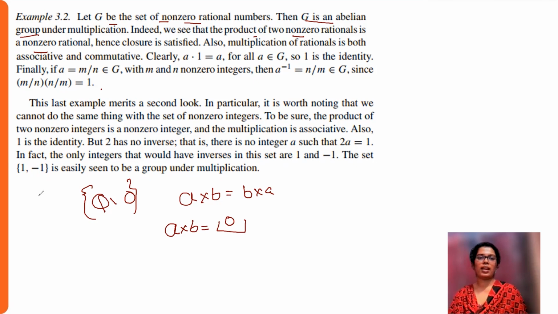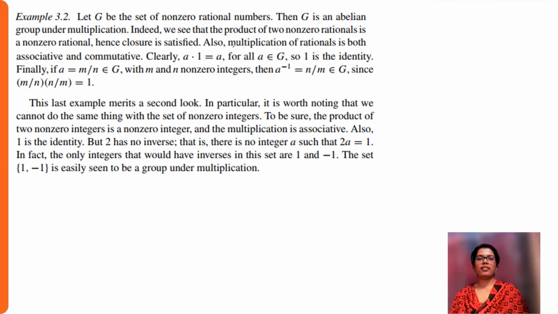So from there, we can say that the multiplication of rationals is both associative and commutative. And if you multiply A by 1, we will get A for all A belonging to G. So 1 is the identity element. Now, suppose we have m by n. If you're talking about the inverse, the inverse will be n by m, right? So m by n multiplied by n by m will give us 1, right?